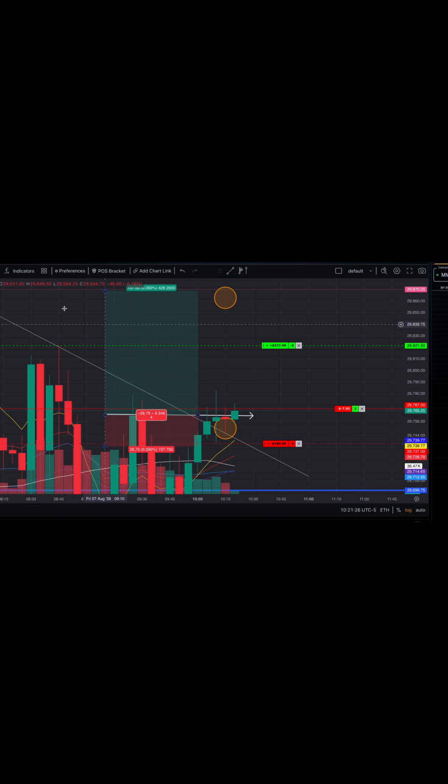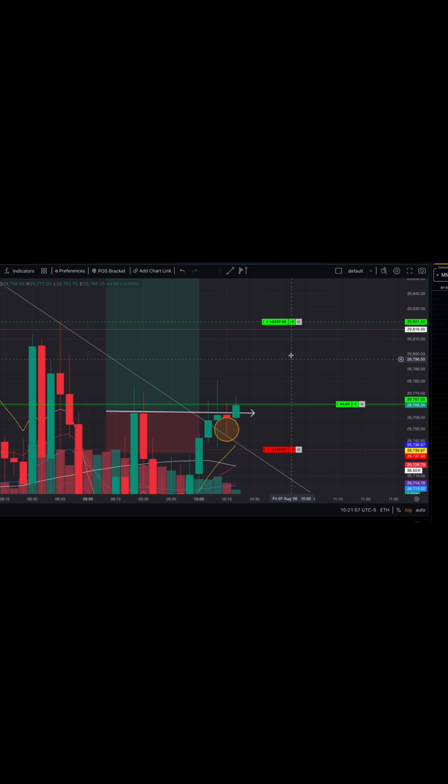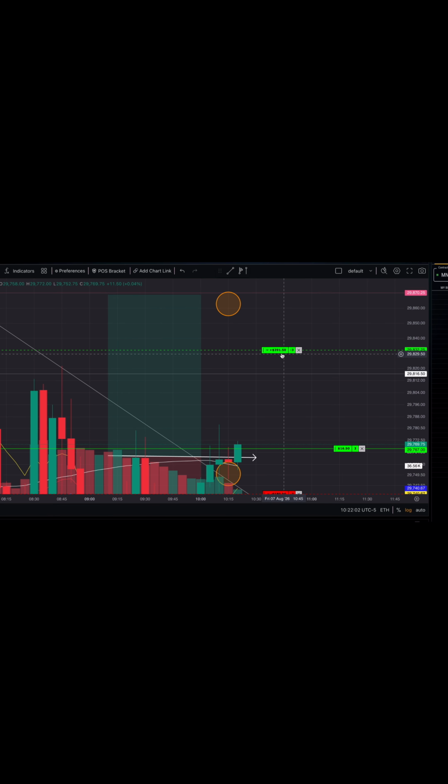So this is just an area I want to keep in mind. Let's see. I want to take it to this 4-hour structure, but let's see what happens. So now I'm gonna bring my TP here. I want to let the play breathe to 4-hour structure, but there's also a lot of sellers right here, y'all.